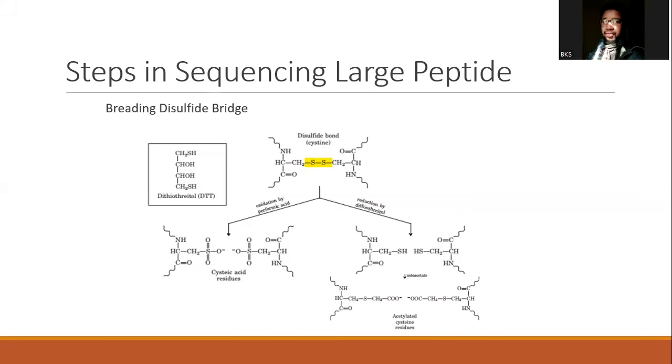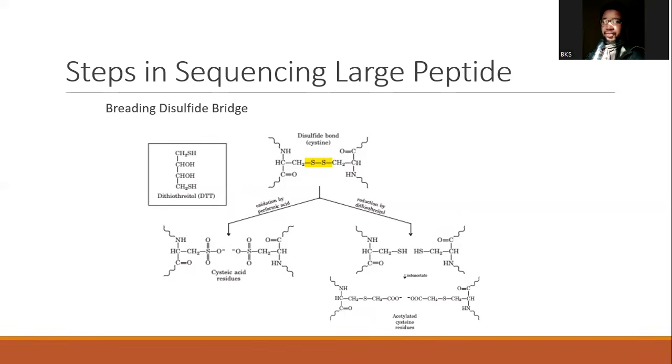It will interrupt the process of determining the amino acid sequence. So to make things easy, in case there is any disulfide bridge, let me break this disulfide bridge. How do you break the disulfide bridge? You can use two approaches.